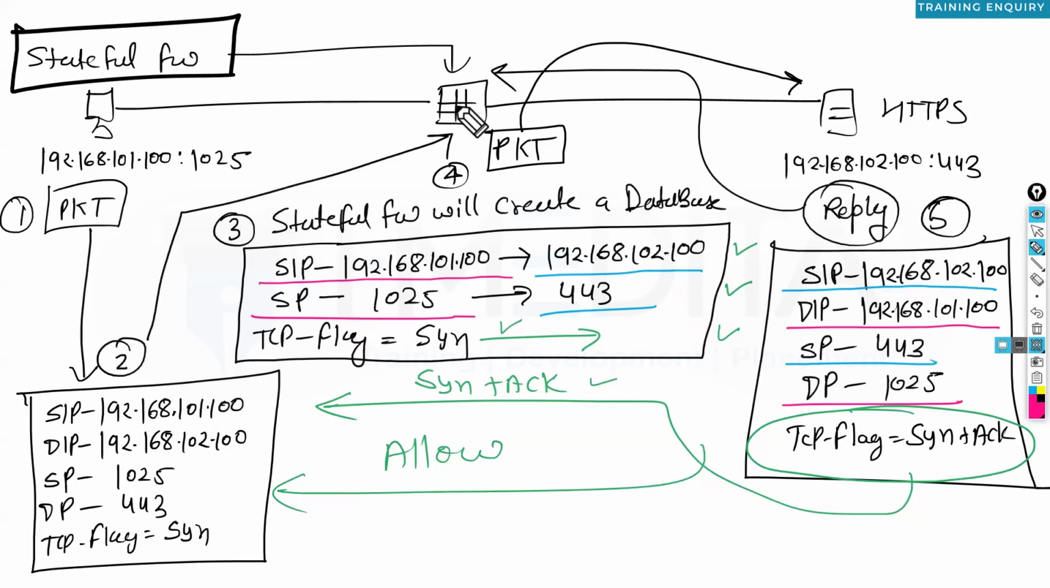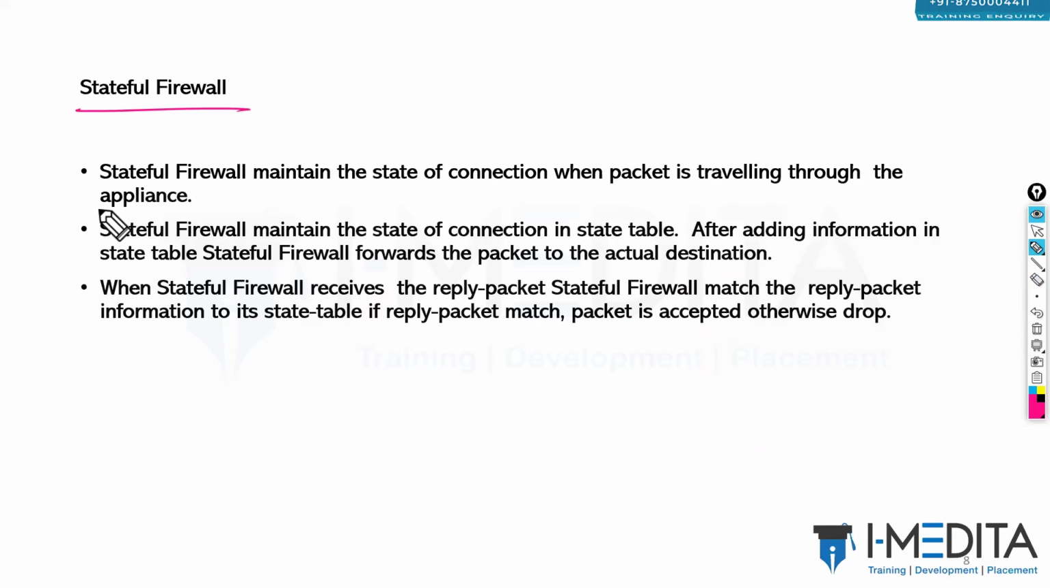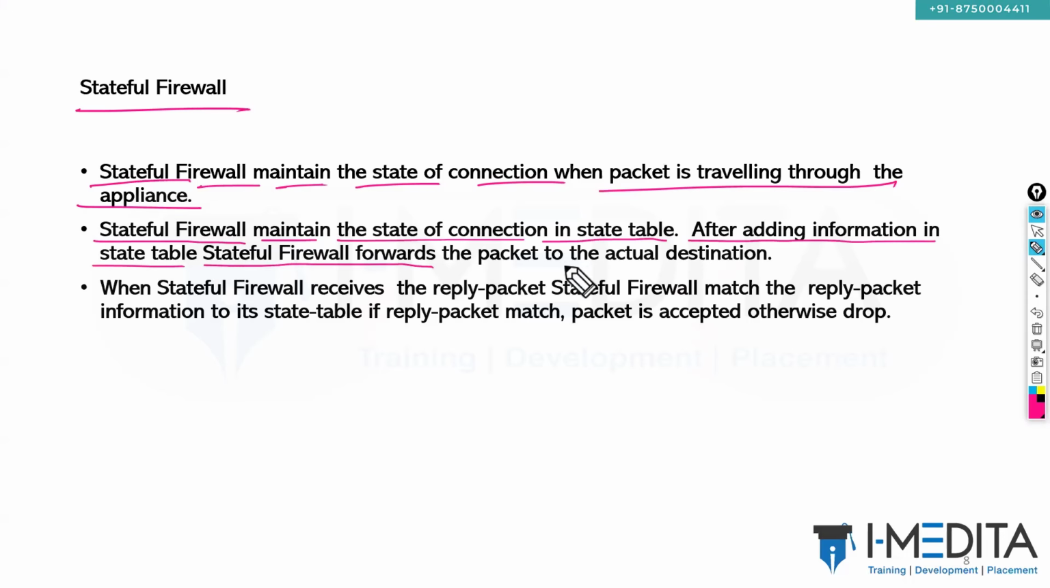When reply comes back, firewall will match reply packet's information with the table. If layer 3, layer 4 and flag match, packet will be allowed. Otherwise, packet will be denied. So the same thing is mentioned here: stateful firewall maintains the state of connection in the state table. After adding information in state table, stateful firewall forwards the packet to actual destination. When stateful firewall receives the reply packet, firewall matches the reply packet information to its state table. If reply packet matches, packet is accepted, otherwise packet is dropped.